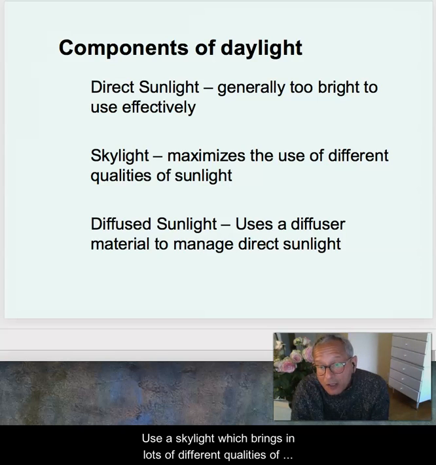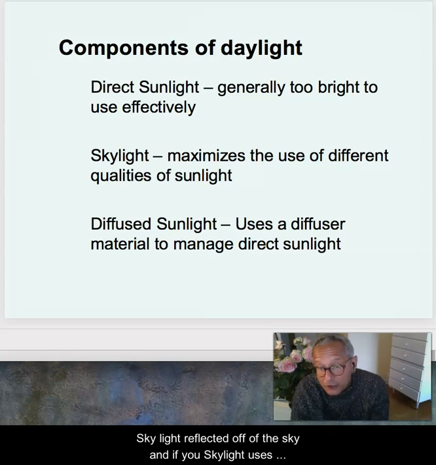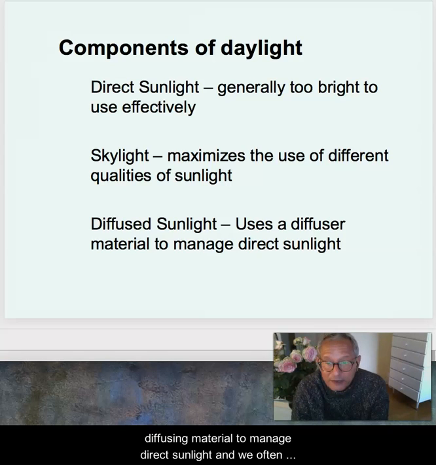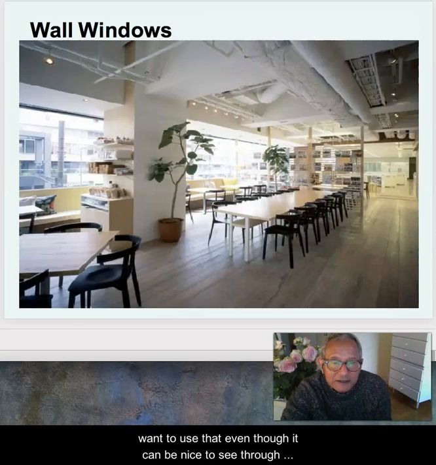We can use a skylight, which brings in lots of different qualities of light, overcast, as well as skylight reflected off of the sky. And the diffuse skylight uses a diffusing material to manage direct sunlight. And we often want to use that, even though it can be nice to see through and see the skylight.